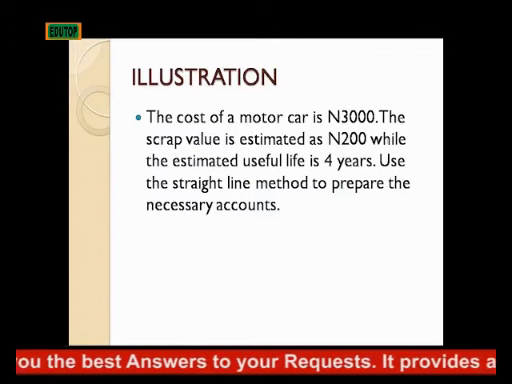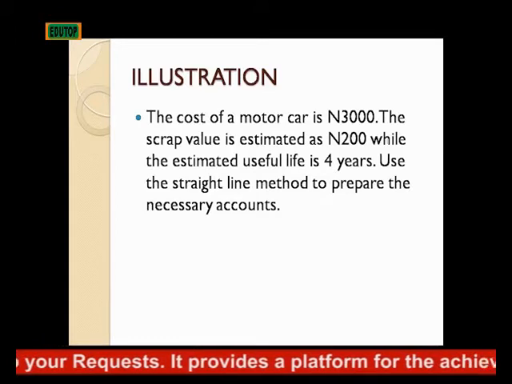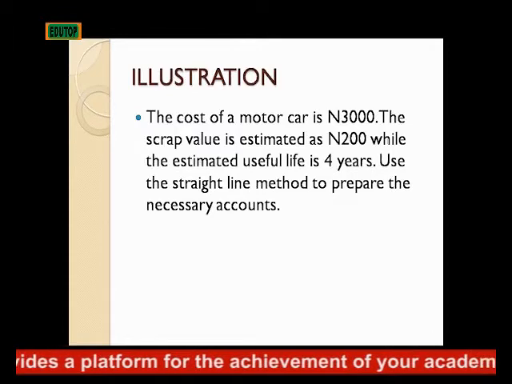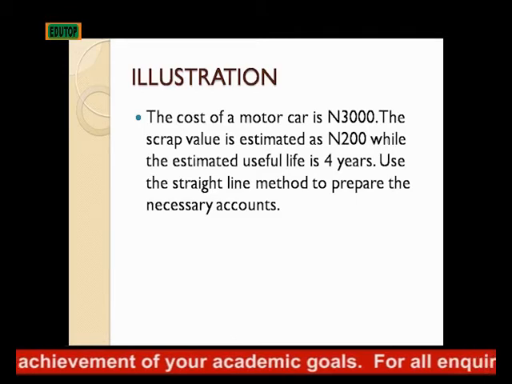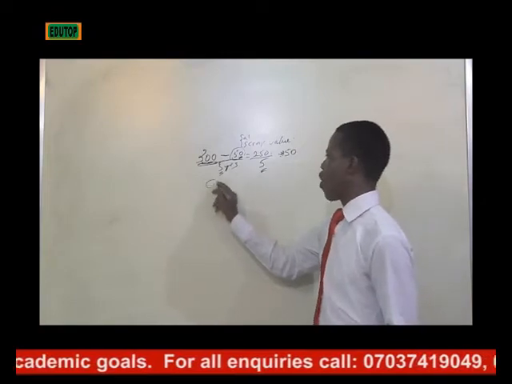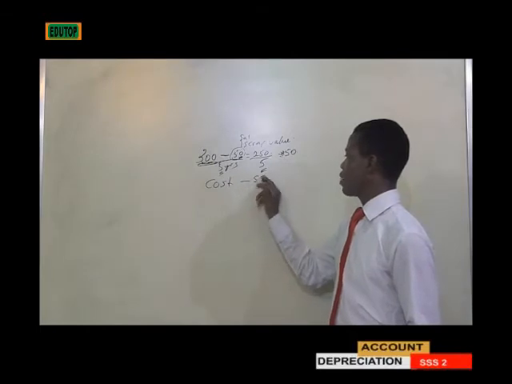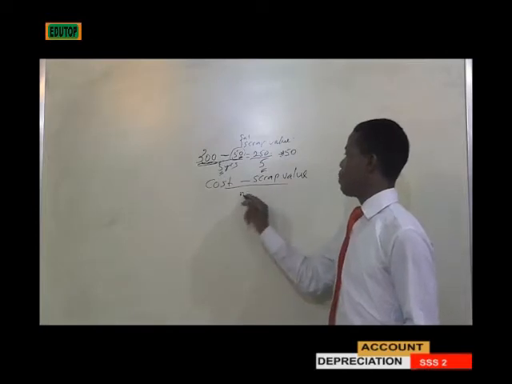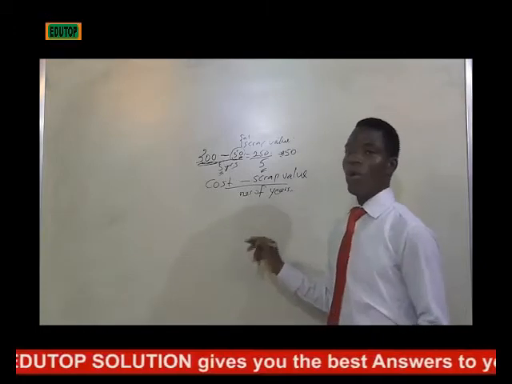The cost of a motor car is 3,000 naira. The scrap value is estimated at 200 naira, while the estimated useful life is 4 years. Now, use the straight line method to prepare the necessary accounts. Here, what we do is, don't forget our formula: cost minus the scrap value, divided by the number of years. Now, what is the cost?